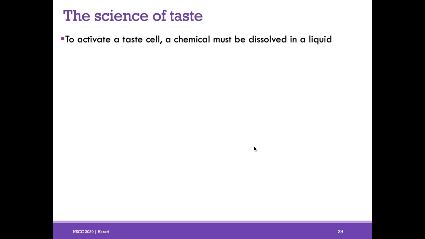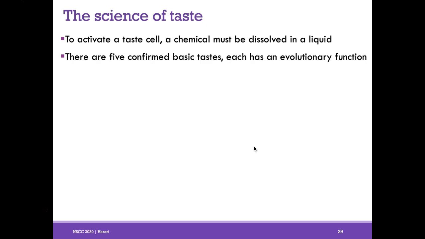Let's take a step back. In order to activate a taste cell, a chemical must be dissolved in a liquid first. So that's where saliva comes in. And we have five confirmed basic tastes. Each has an evolutionary function. And I will note that there is an old concept of a taste map, and that's proven to not be correct. So we do detect five different taste sensations primarily. But all of these are detected throughout the tongue.